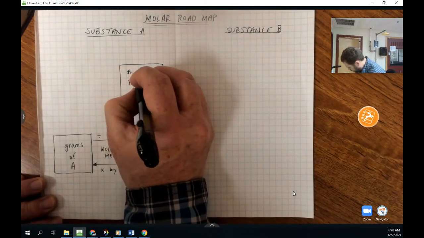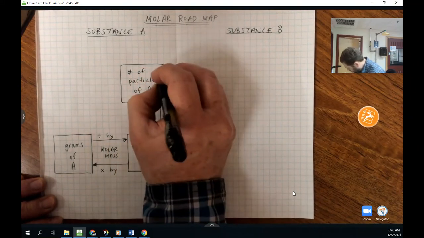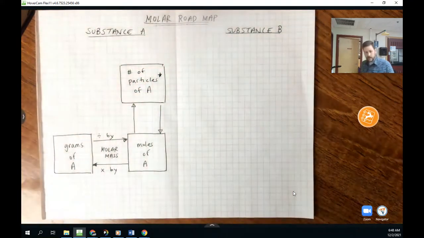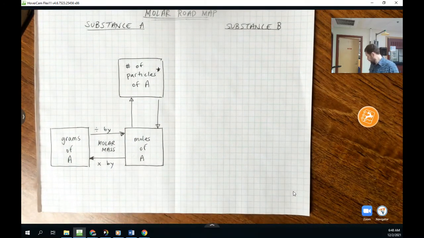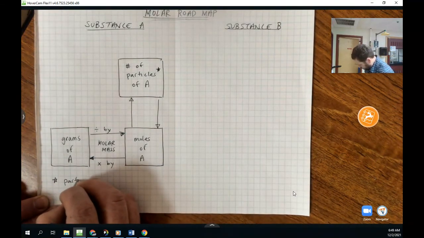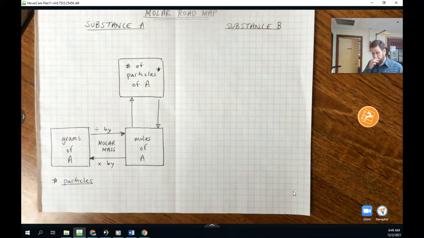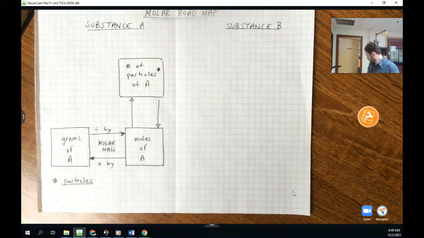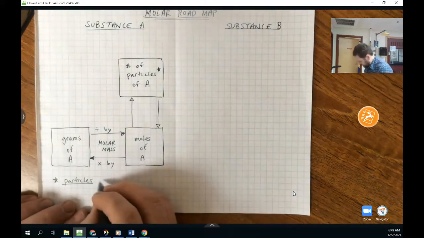I'm going to put an asterisk next to the word particles because I want to define that word very carefully. So I'm going to do that at the bottom of the page. Particles in chemistry can either be atoms, ions, or molecules.